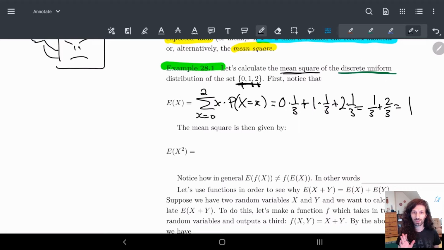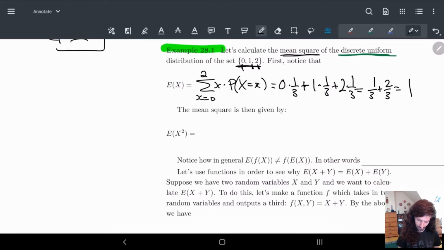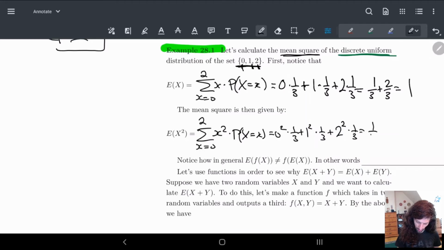Okay, so this is the normal expected value. This is the first moment. How about the second moment, the mean square? It's basically the same thing, except we square the number in front. So we get 0 squared times 1/3 plus 1 squared times 1/3 plus 2 squared times 1/3. This is just 1/3 plus 4/3, which is equal to 5/3.